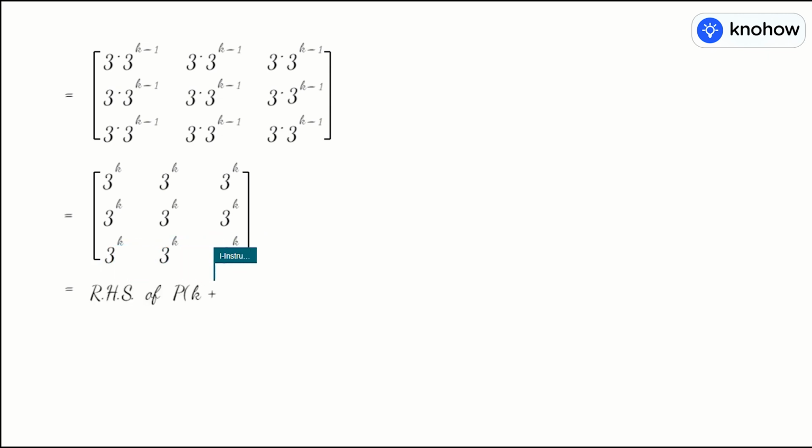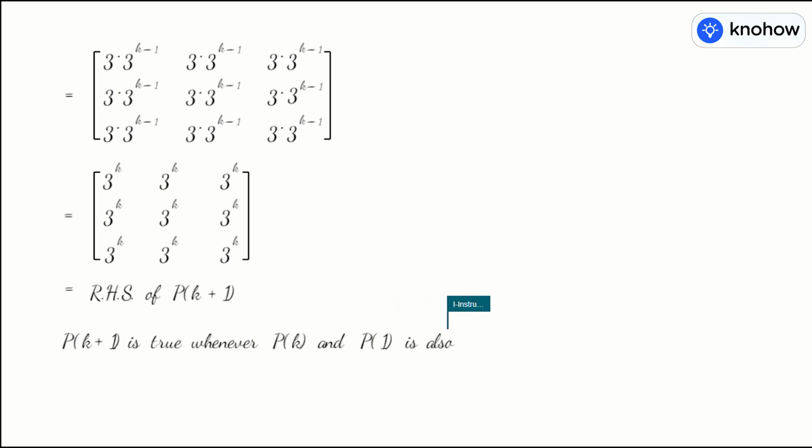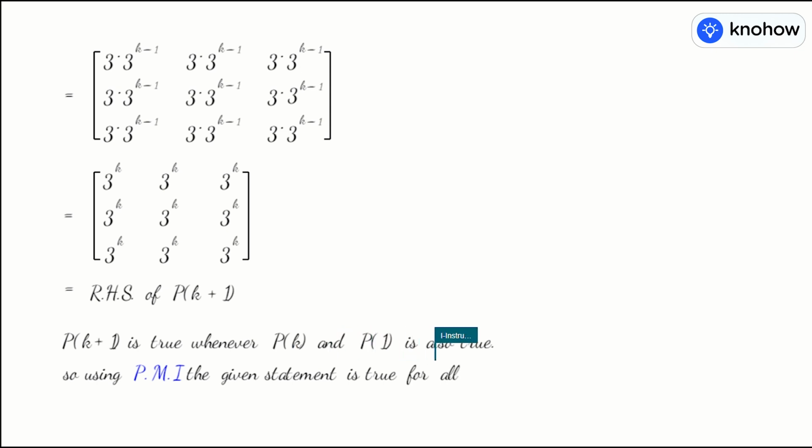So we conclude that Pk plus 1 is true whenever Pk is true, and P1 is also true. We have proved it. So using the principle of mathematical induction, the given statement is true for all n belonging to capital N, meaning for all natural numbers.